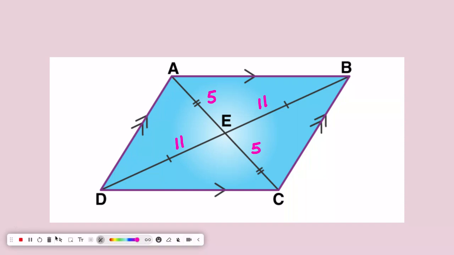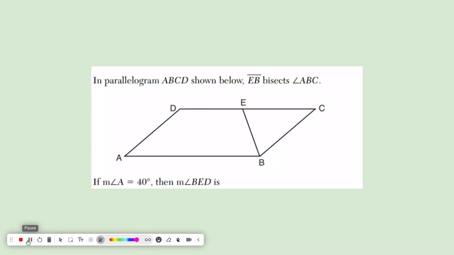Okay, let's solve a problem now. It says in parallelogram ABCD below, we can see ABCD, it's a parallelogram. EB bisects angle ABC. So if it bisects it, it cuts it in half. This is important to know. And they give us that angle A is already 40 degrees.